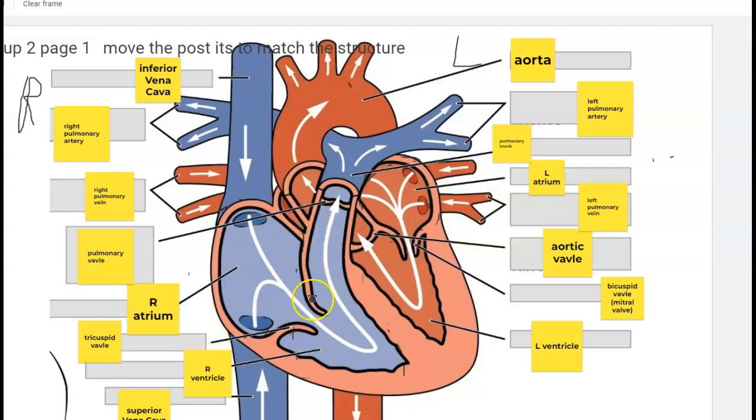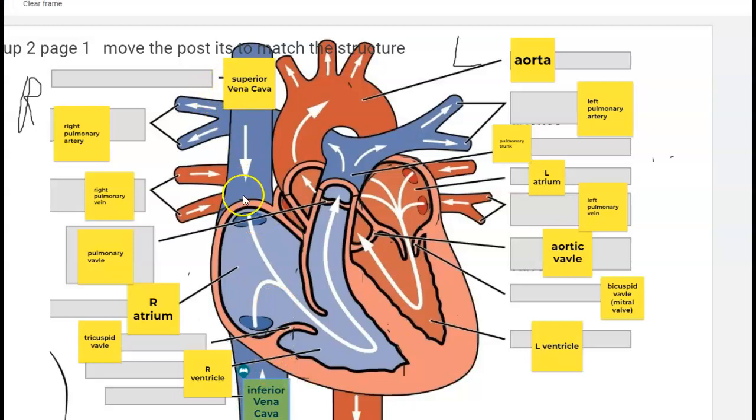So we have the left and the right. We have the blood vessels coming from the body and we have to put it in Latin. So they're veins because they go towards the heart, and it's called the vena cava. Inferior means below, superior means above. They're mixed up, so let's fix that. Superior means above, inferior means below. Good.